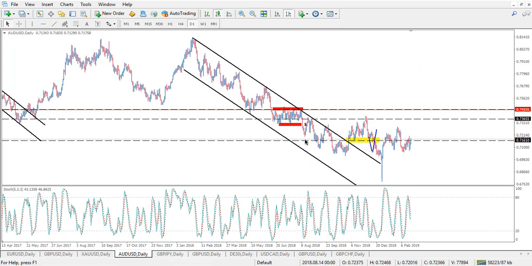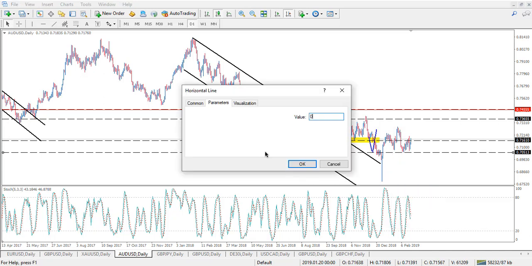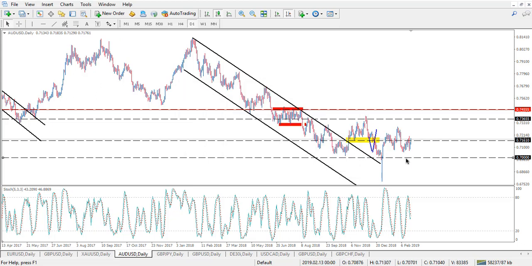Let's move to the Australian dollar against the American dollar on the daily time frame. We have a strong support level here, 0.70, this one. So this is where we are looking for some bullish evidence. In case this happens, we can go long, targeting the level of 0.73, 0.74 during this week.